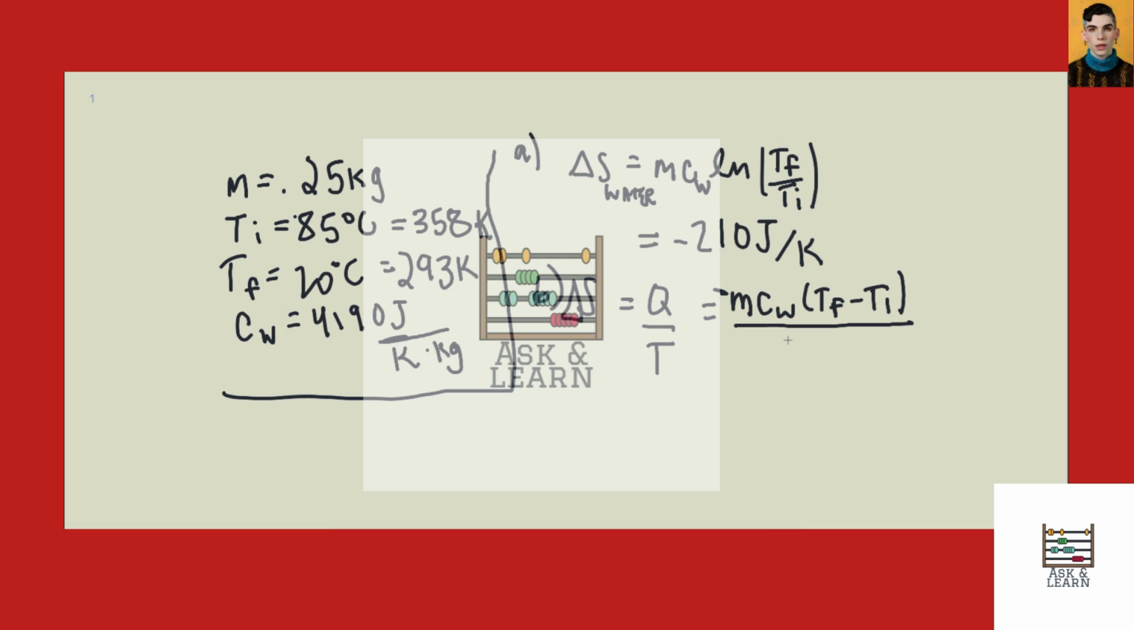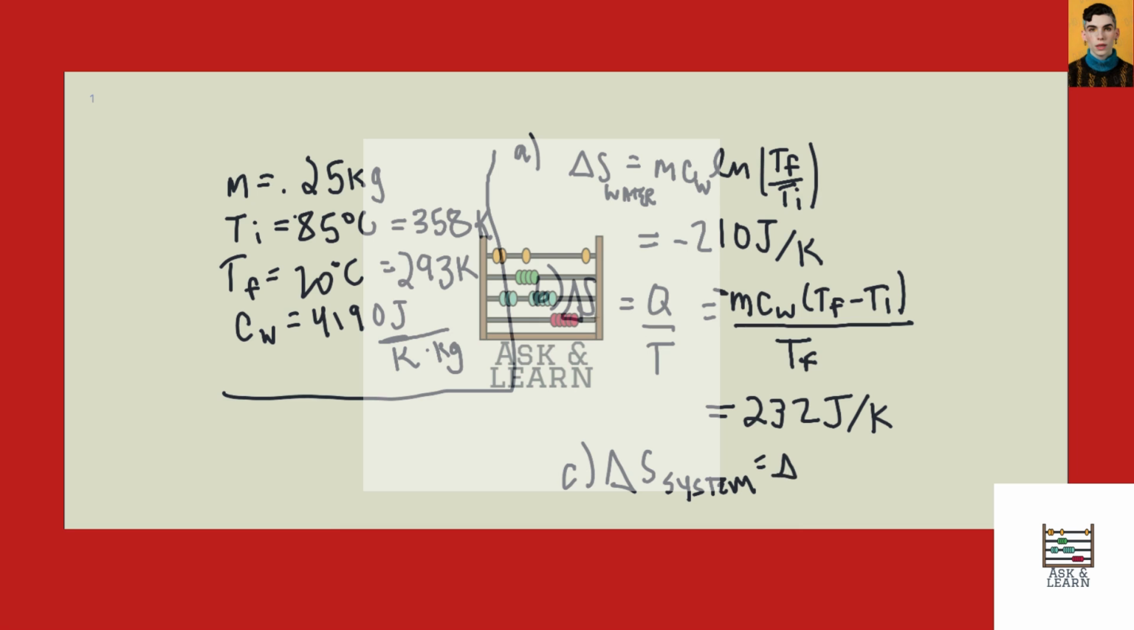Great. And so then our denominator, the temperature that it's occurring at, is room temperature, which is the same as T final. So if you take all these quantities and plug it into your calculator, you get 232 joules per Kelvin. And then you can get that the change in entropy of the system is just the sum of these two.